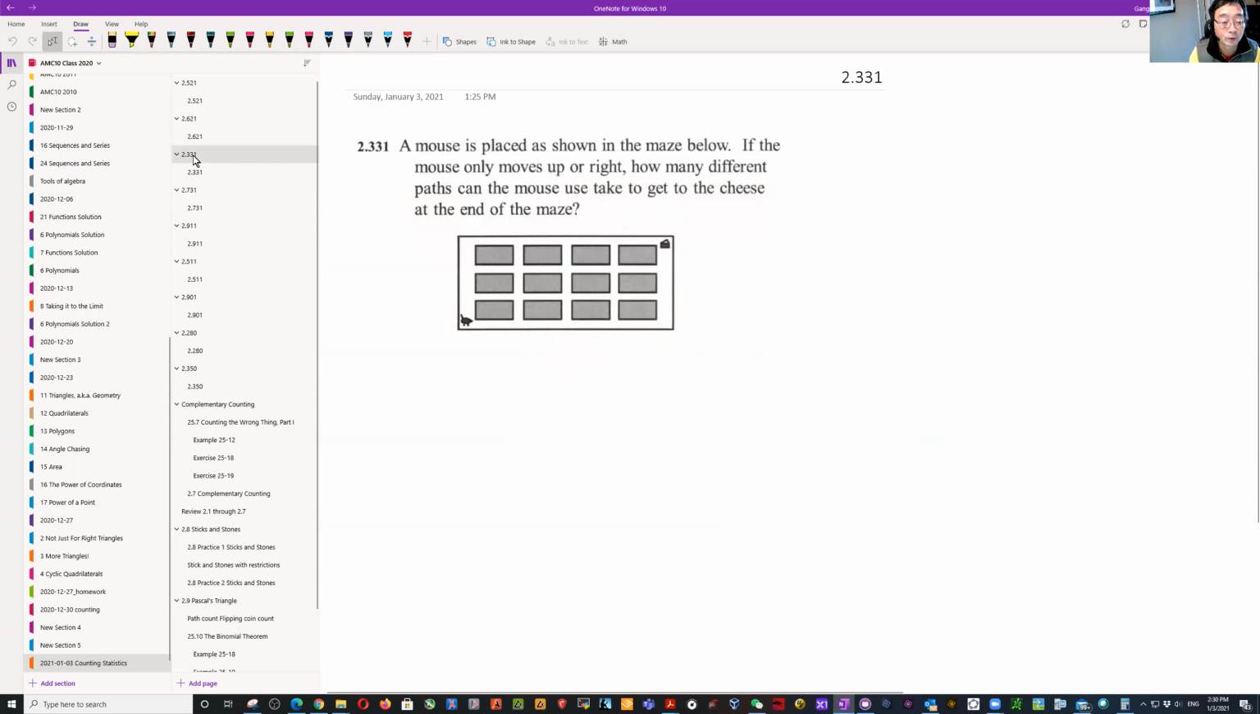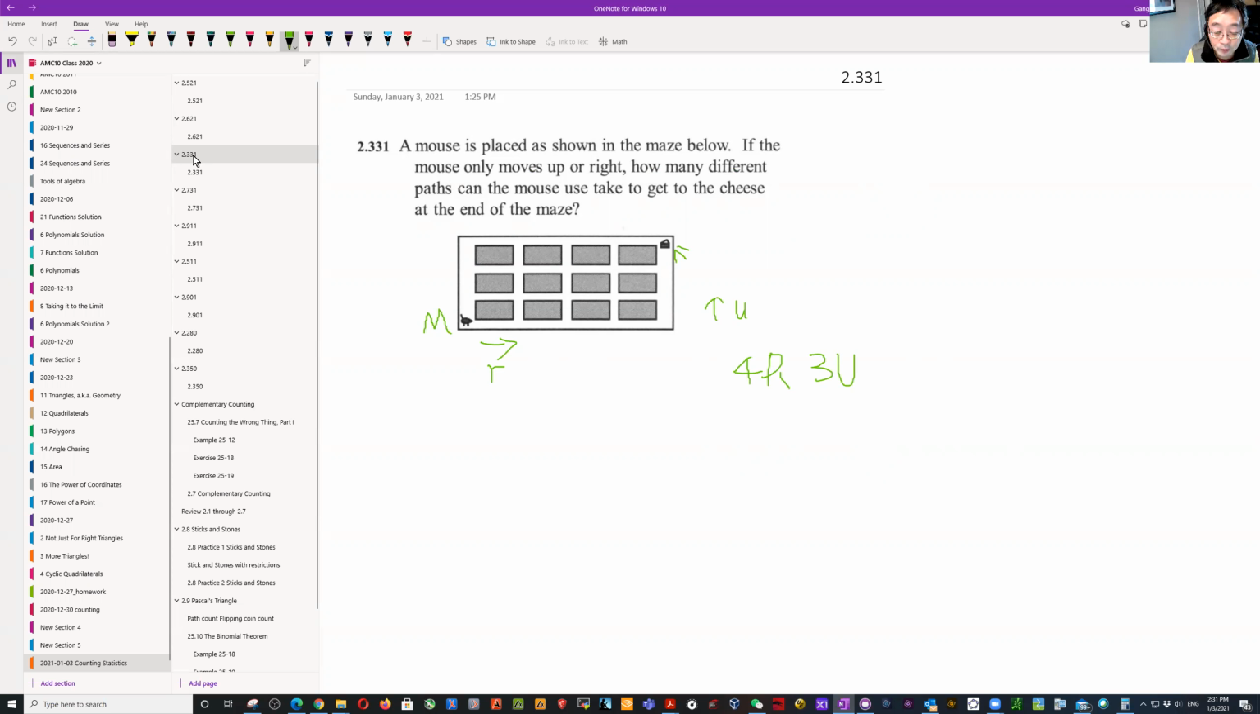Then let's also do this problem. A mouse is placed as shown in the maze below. If the mouse can only move up or right, so this is going right and this is going up, how many different paths can the mouse take to get to the cheese at the end of the maze? So the cheese is here, the mouse is here, and the mouse needs to make 1, 2, 3, 4 steps right, and needs to make 3 steps up in order to get to the cheese.